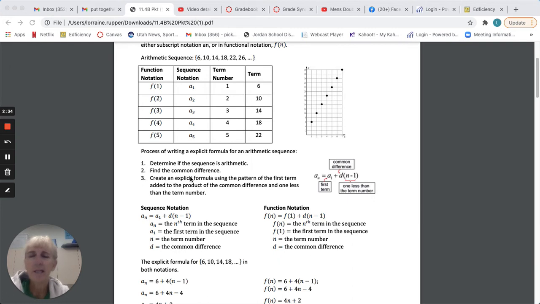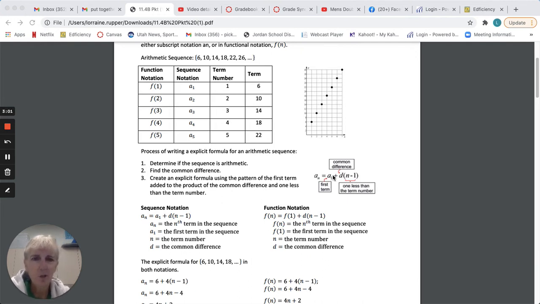Then we create an explicit formula using the pattern of the first term added to the product of the common difference and one less than the term number. Okay? So that sounds pretty complicated to me. So we'll break it down a little bit more. So we just say a sub n equals a sub 1. Always list the first term, just like we did in sequence notation and functional notation before.